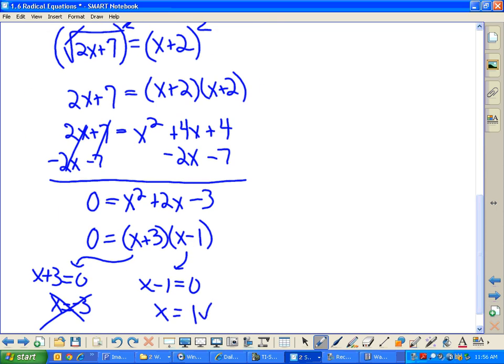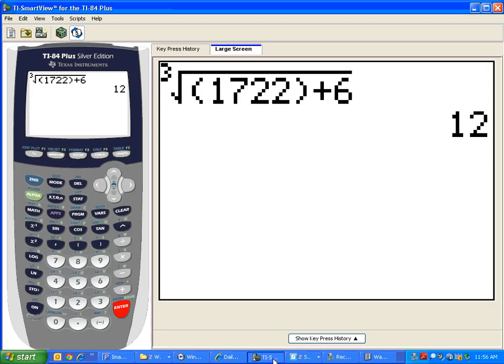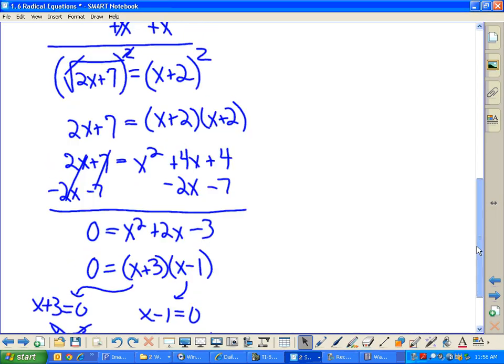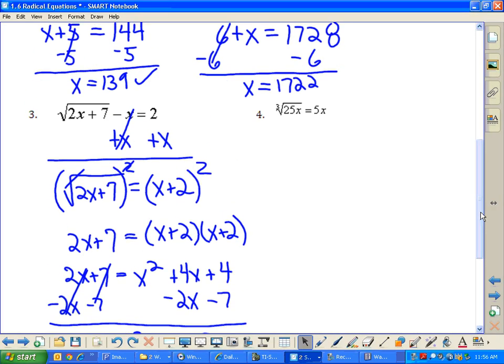Just something to keep in mind. Trying to think if I want to show you on your calculator. I'll just draw a picture. I don't need the calculator to do this. If you think about it, the square root of 2x plus 7, take away a constant, you're kind of looking at maybe half a sideways parabola running into a horizontal line at 2. Really, that's only going to happen one time.